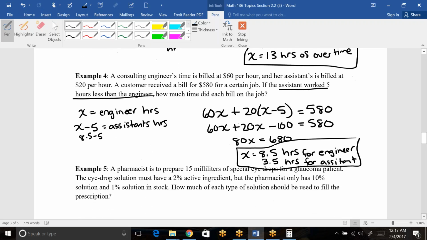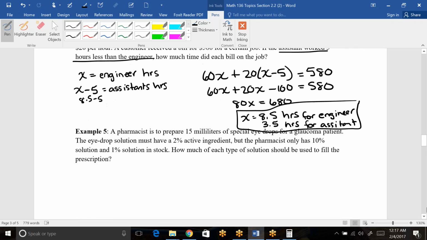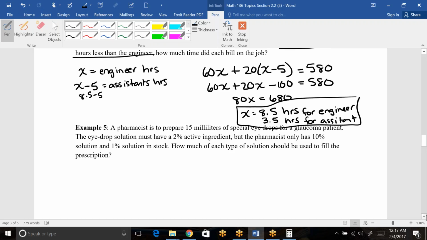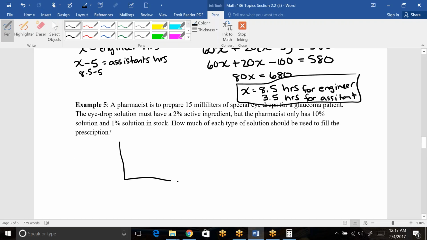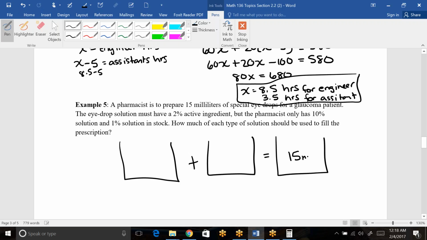Now I know I did this one in class, but I'm going to do it again because one of my groups didn't get to see it. So a pharmacist is to prepare 15 milliliters of special eye drops for a glaucoma patient. The eye drop solution must have a 2% active ingredient, but the pharmacist only has 10% solution and 1% solution in stock. How much of each should be used to fill the prescription? So we have these two buckets of two different types of medicine and their different concentrations that somehow we're going to mix a little bit from each to make a 15 milliliter solution at 2%.